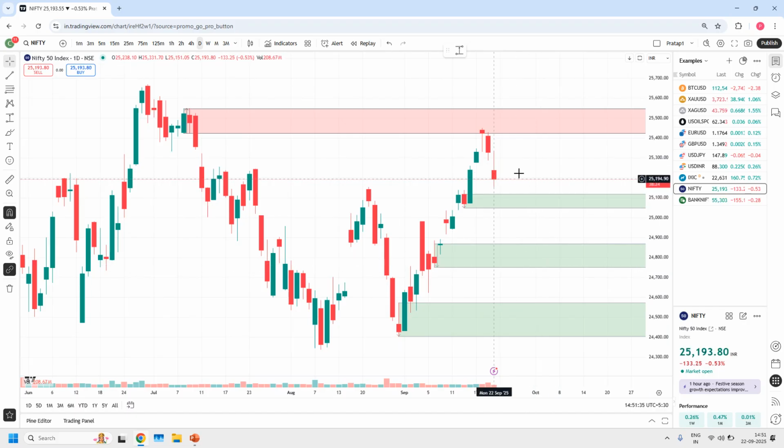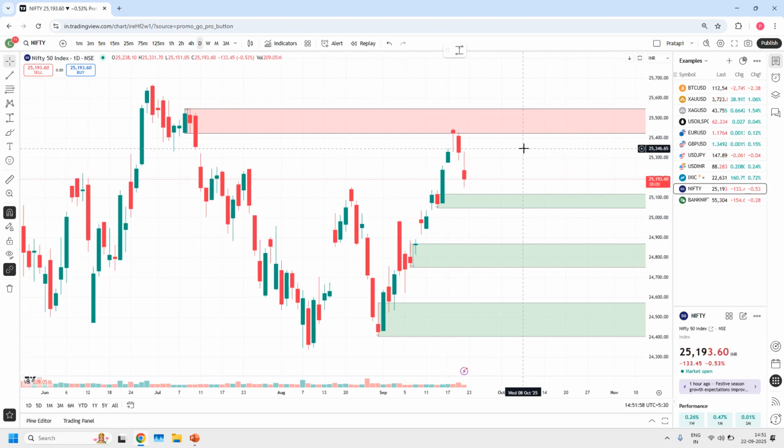But at this point of time, Nifty's trend is uptrend. If the supply zone violates, the uptrend will continue as an uptrend. If this demand zone violates, the uptrend will be changed to sideways trend. That is what you should understand. Okay, otherwise, the current trend in Nifty is uptrend.